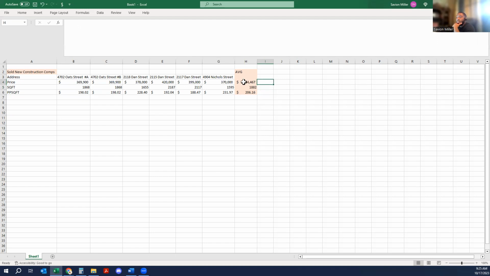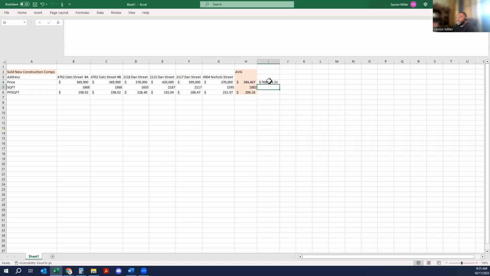So if I know that the average price for a townhome is 384,467, what I'll do here is go equals this right here, multiply that times 2. So that gives me 768. And that's 2, right? Because they're building 2 townhomes. That's the reason why I'm doing that. Then I'll go even further and go equals this right here times 0.15, which is 15%, right?